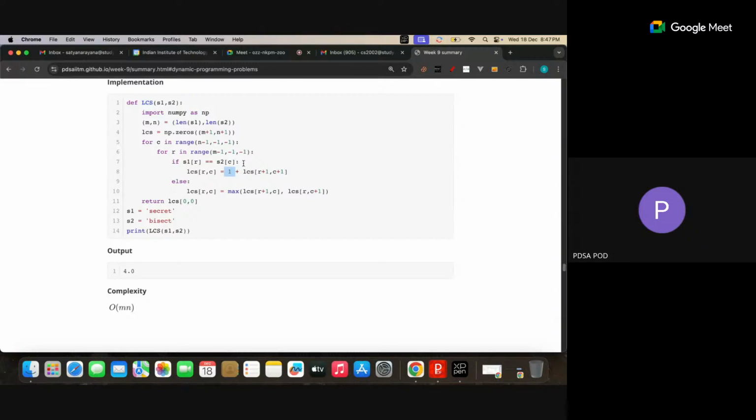Whenever different characters are there, we take the rightmost value, that means from the first string, the rightmost value, or the second string's bottom value. So like C plus 1 or R plus 1, either row plus 1 or column plus 1. Out of this, whichever is the maximum we pick and put that value. Then the final solution is available in the top left corner. The solution is filled bottom up.